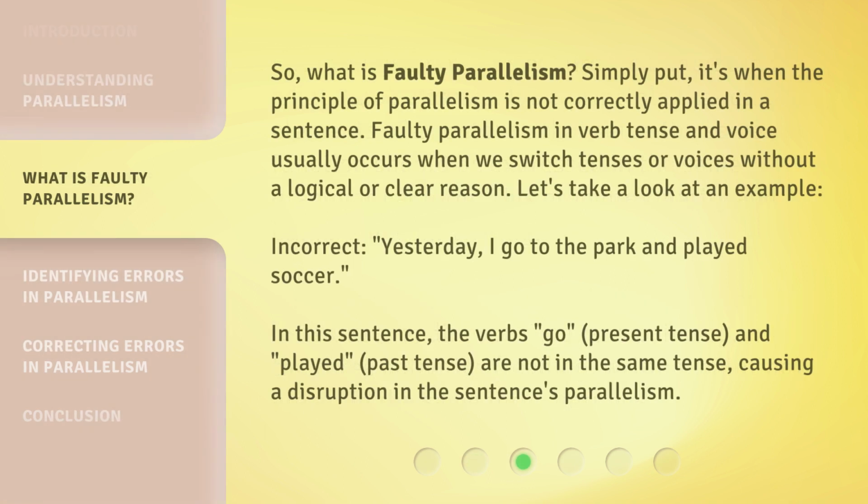So, what is faulty parallelism? Simply put, it's when the principle of parallelism is not correctly applied in a sentence. Faulty parallelism in verb tense and voice usually occurs when we switch tenses or voices without a logical or clear reason. Let's take a look at an example. Incorrect. Yesterday, I go to the park and played soccer. In this sentence, the verbs go, present tense, and played, past tense, are not in the same tense, causing a disruption in the sentence's parallelism.